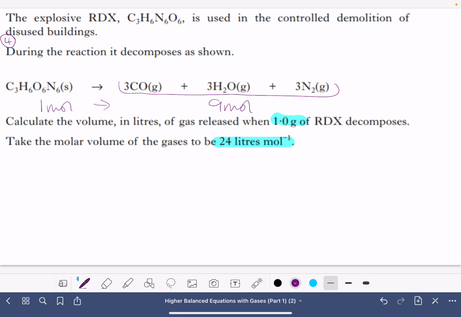So let's work out how many moles of RDX we actually have. Number of moles is mass divided by the gram formula mass. Again, we're not going to spend time calculating gram formula mass, but you can do this in your own time. It's 222 grams. So we've got 1 over 222, which comes out as a horrible number.